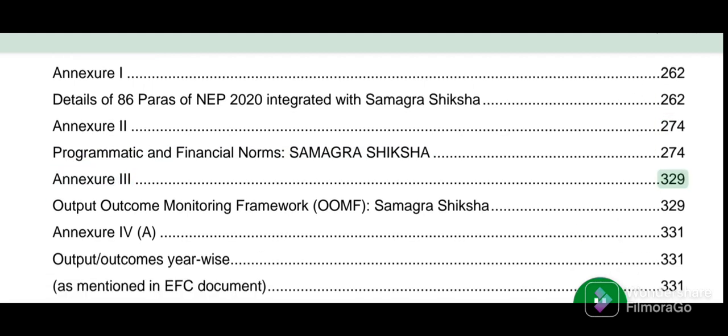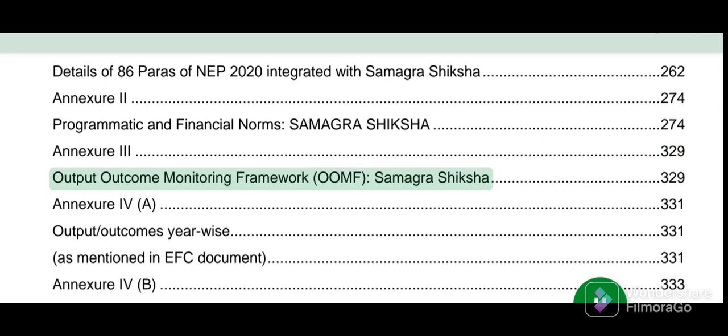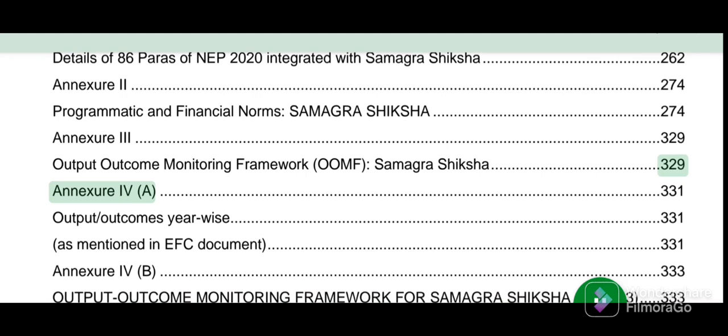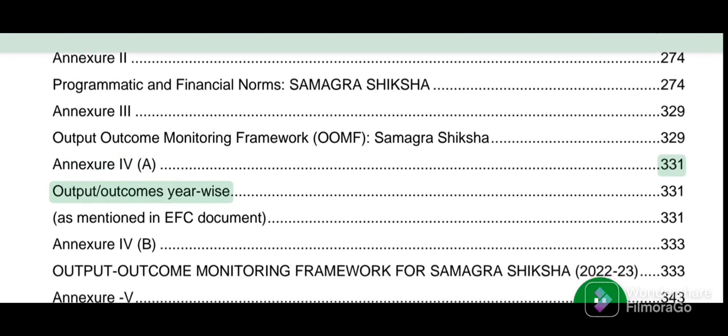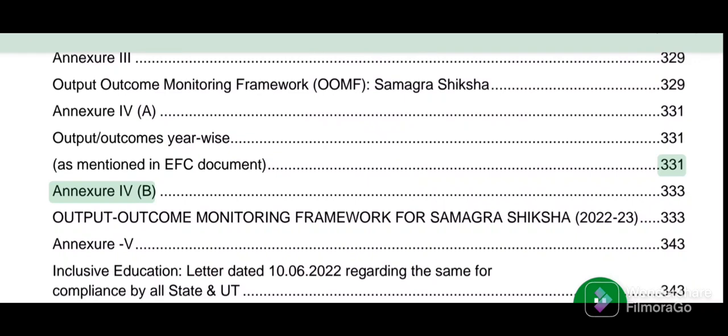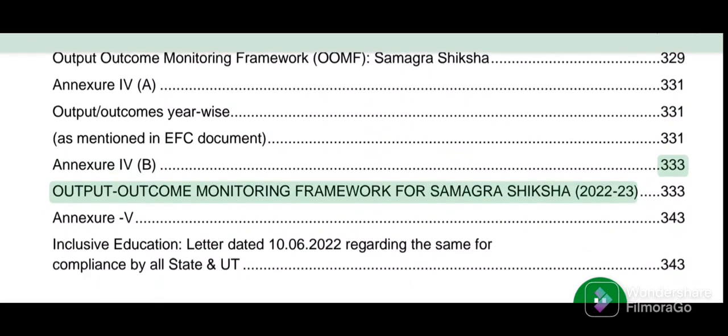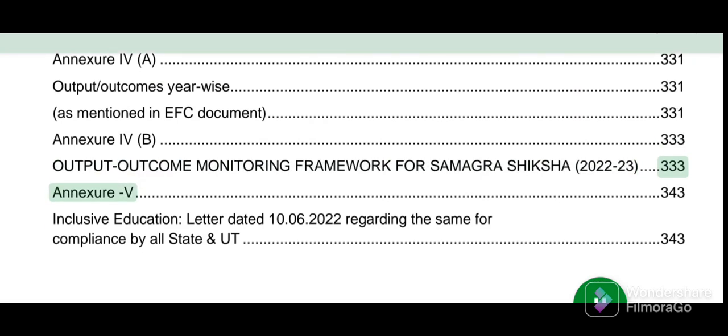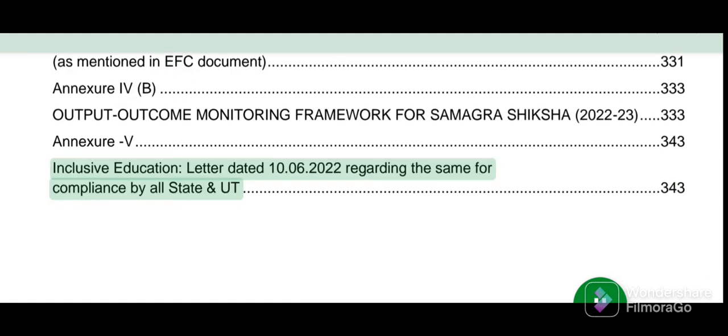274. Annexure 3, 329. Output Outcome Monitoring Framework, OOMF, Samagra Shiksha, 329. Annexure IVA, 331. Output Outcomes Year-wise, 331, as mentioned in EFC document. Annexure IVB, 333. Output Outcome Monitoring Framework for Samagra Shiksha 2022-23, 333. Annexure V, 343. Inclusive Education, letter dated the 10th of June 2022 regarding the same for compliance by all State and UT.